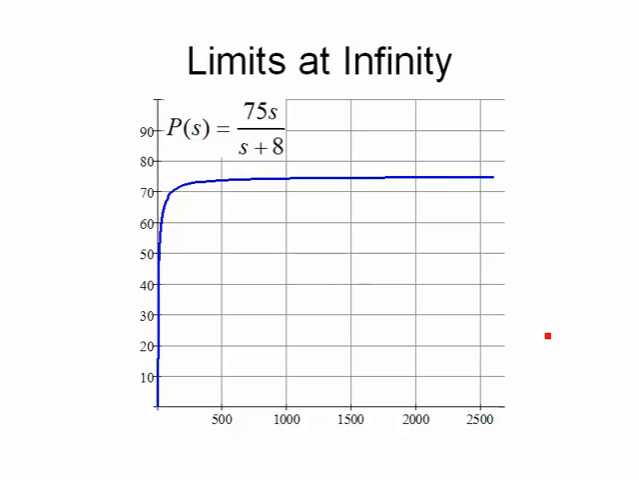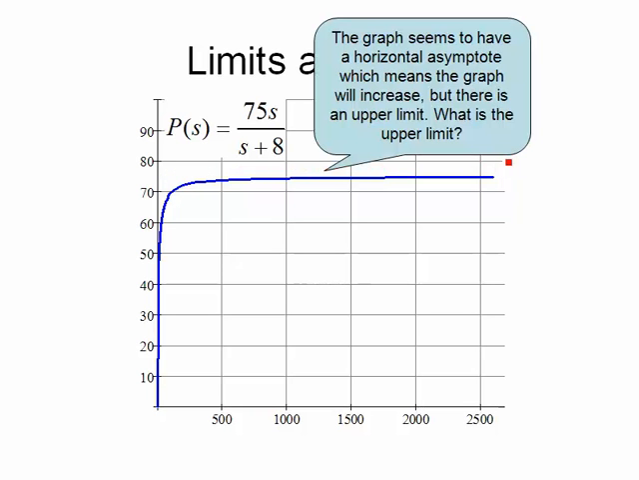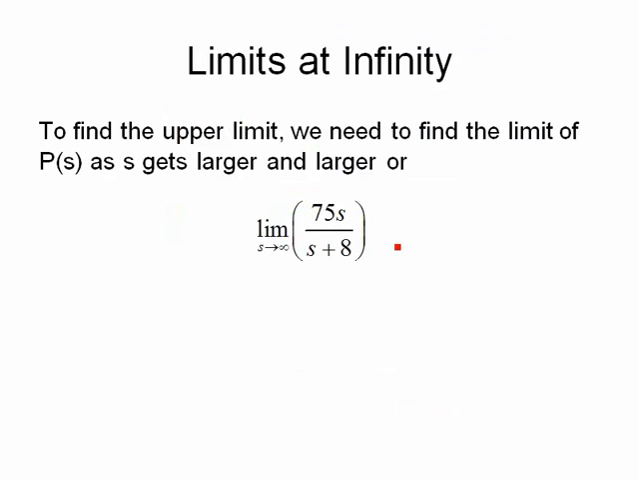As I go farther and farther to the right, what exactly is it leveling off at? In fact, we're kind of looking for a horizontal asymptote here. What is that upper limit? What is the most that if we had an infinite number of days of training, what's the highest limit that we could possibly get for production? So what we're asking for here is the limit as S approaches infinity. So as S gets very, very big, what's happening to that fraction?